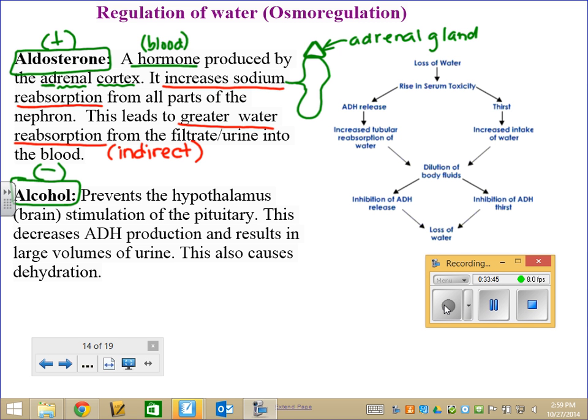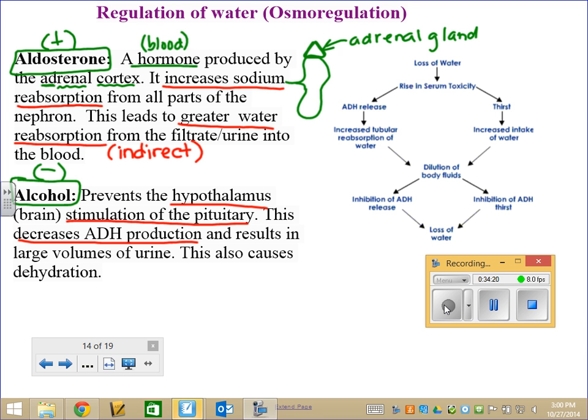Now, alcohol and other substances that fall into that category prevent your hypothalamus from stimulating your pituitary. So it's blocking a nerve signal. That means that I'm actually getting less ADH produced. So alcohol is not directly affecting water in your kidney either. It's making the hormone that would help you reabsorb water not be produced.